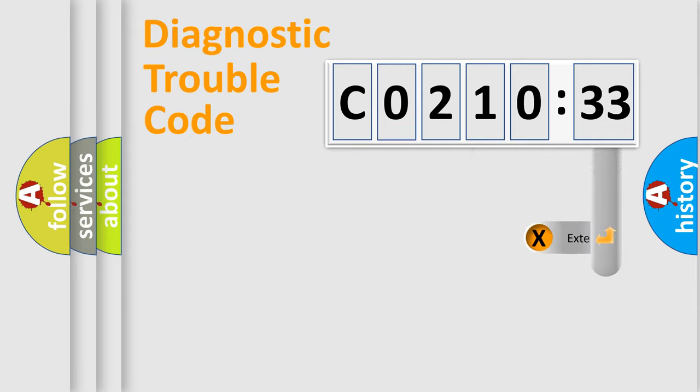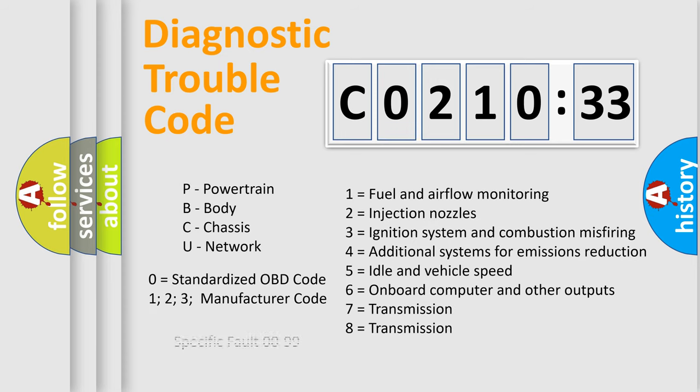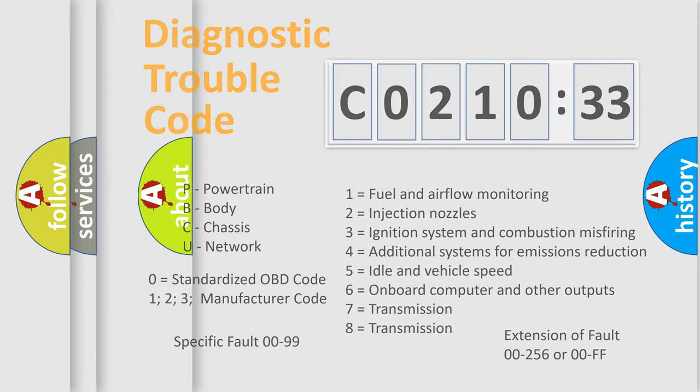Only the last two characters define the specific fault of the group. The add-on to the error code serves to specify the status in more detail, for example, a short to the ground. Let's not forget that such a division is valid only if the second character of the code is expressed by the number zero.